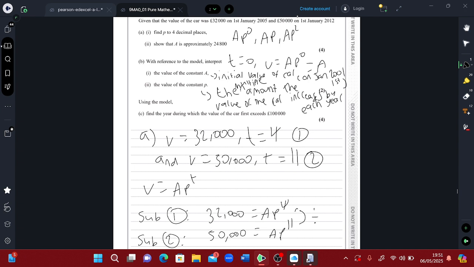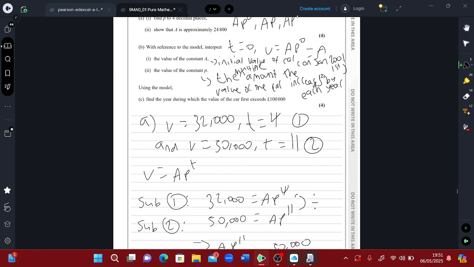Something I'd perhaps say: the factor the value of the car increases by each year, something like that. But just make it clear you're not adding P, you're multiplying by P, because it's geometric, not arithmetic. So that's something I'd say. You have to be really careful with how you word it when it says interpret. With reference to a model, interpret a value. Think about the real life implications.